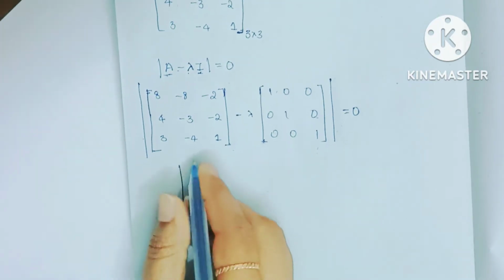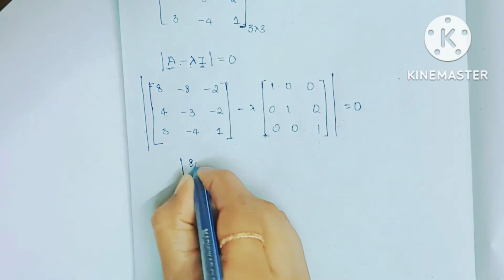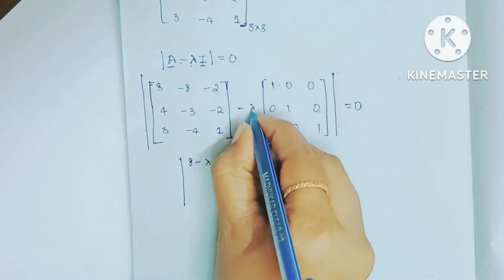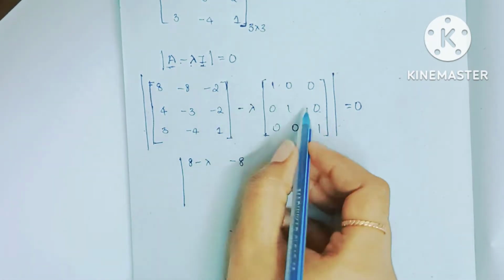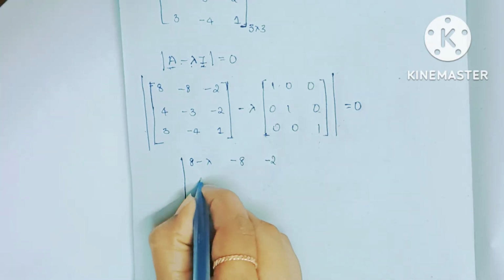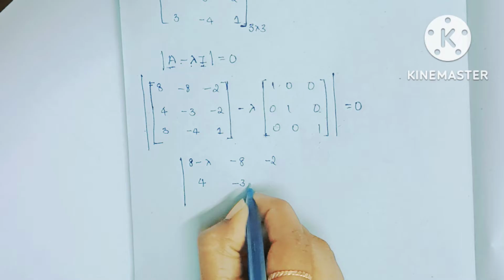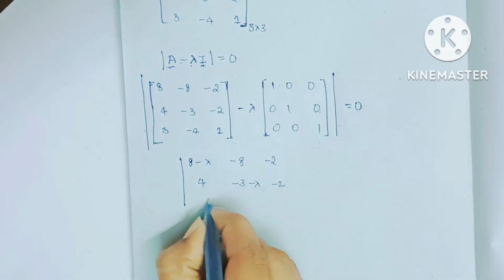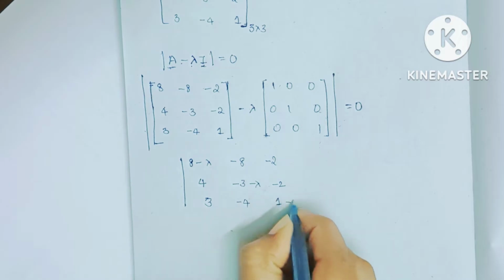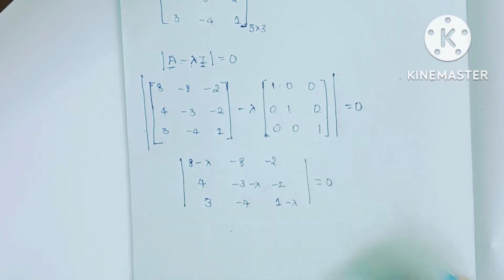From this equation we will get 8 minus lambda. Here minus 8 minus 0, so no need to write 0. Minus 2 minus 0, so minus 2. So only the diagonal elements will change. So minus 3 minus lambda, minus 2; 3, minus 4, 1 minus lambda, which is equal to 0.